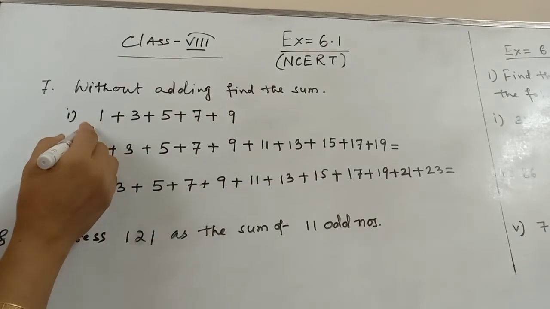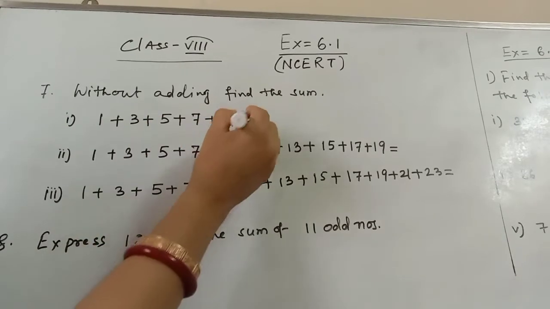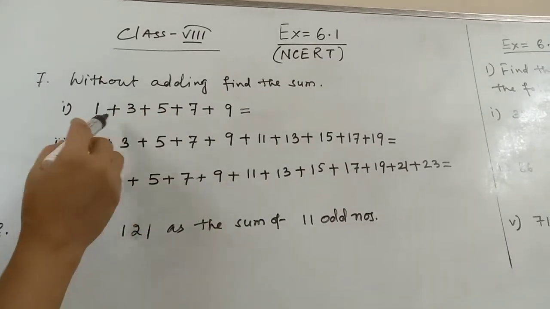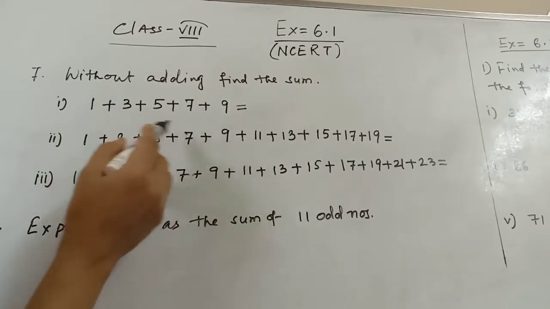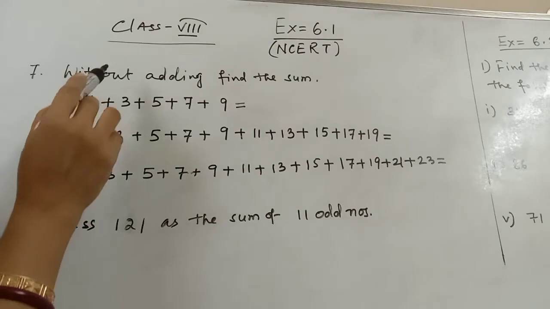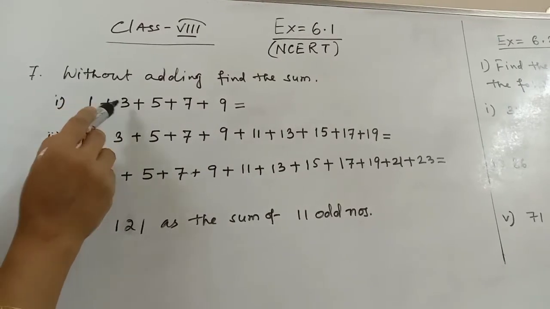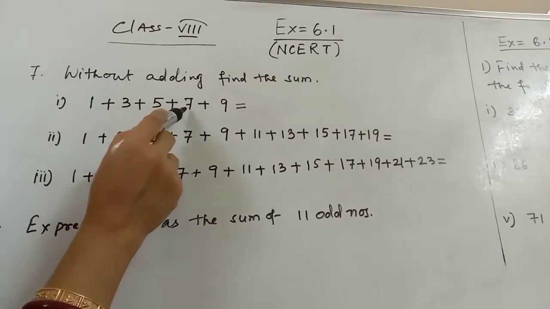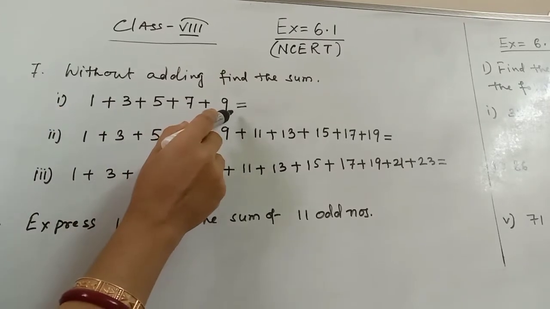That means the sums are given, say 1 plus 3 plus 5 plus 7 plus 9. You can see that all the numbers are odd numbers and consecutive odd numbers. After 1, 2 is missing. I have not written 2. 1 plus 3, then 2 is missing. 3 plus 5, then 4 is missing. 5, 6 is missing. 7, 8 is missing. 9. That means consecutive odd numbers are written here.